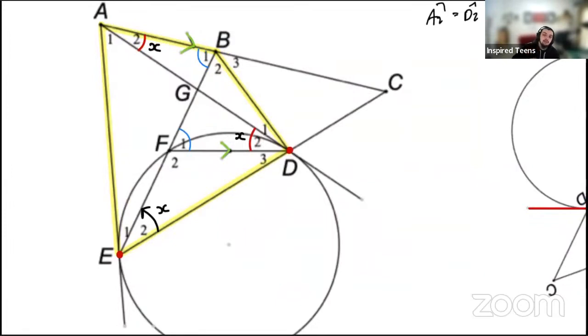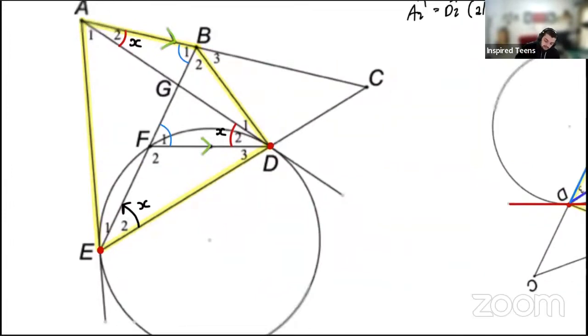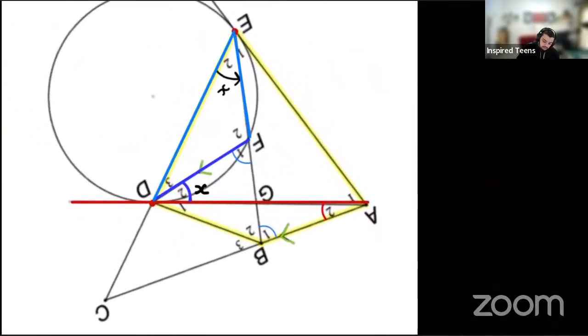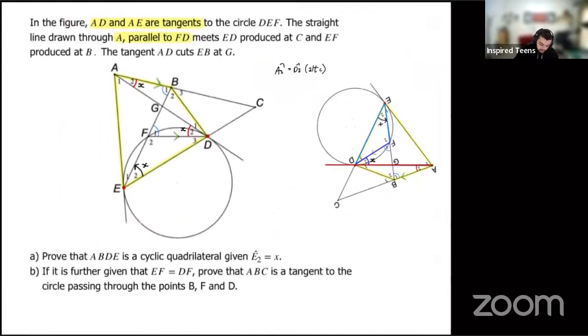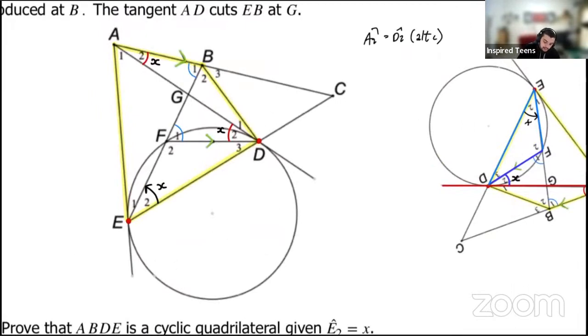But isn't E2 equal to D2 plus D3? No. Okay, remember, don't stray away from your tan chord theorem. Don't stray away. You see what happens, why I don't like to highlight. Okay, let's get rid of this. Let's maybe just do this.